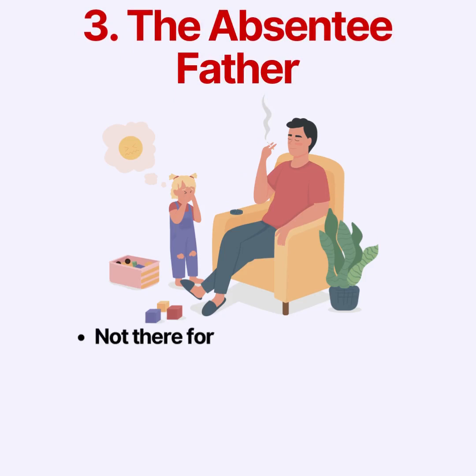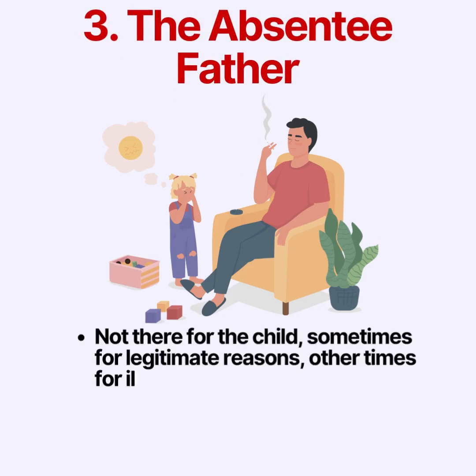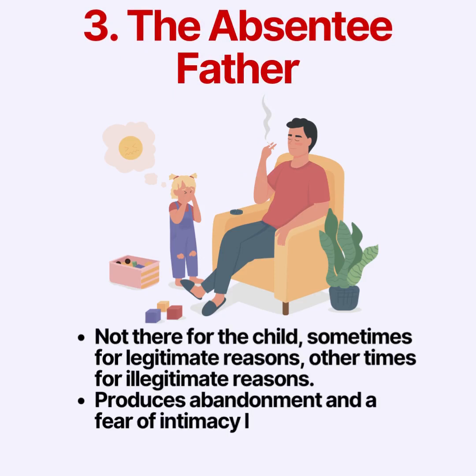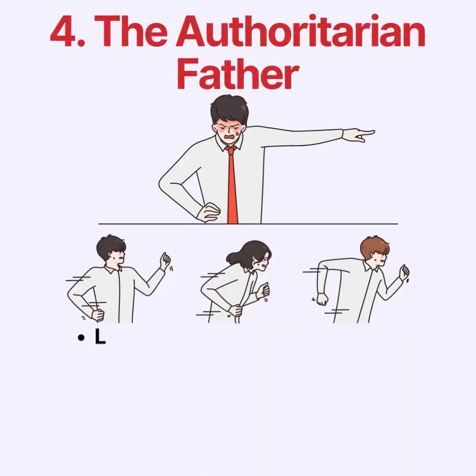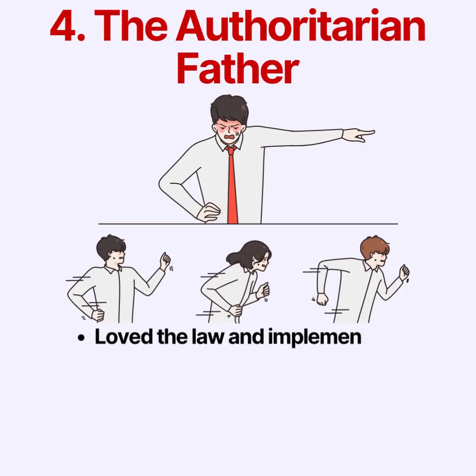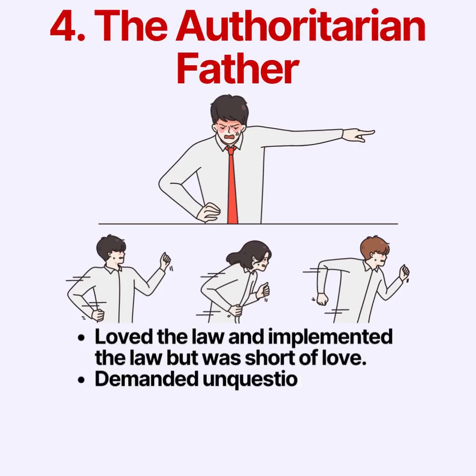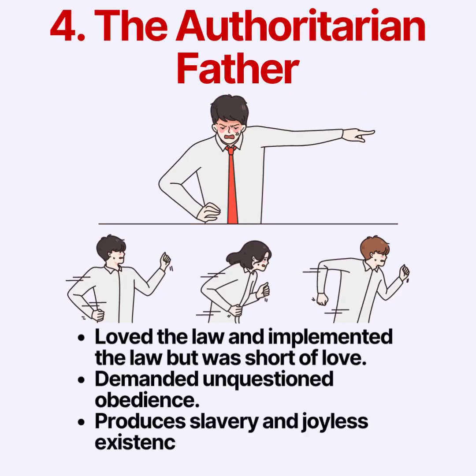Number three, we have wounds from the absentee father who is not there for the child, sometimes for legitimate reasons, other times for illegitimate reasons, which produces abandonment and a fear of intimacy, leading to dysfunction in relationships, which fuels fear of commitment. Number four, you have wounds from the authoritarian father who loved the law and implemented the law but was short of love. He demanded unquestioned obedience, produces slavery and joyless existence, perfectionism, and fear of failure.